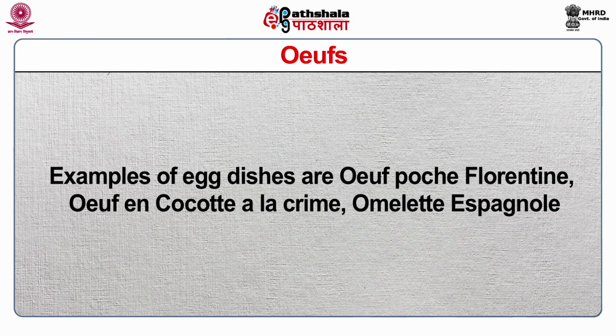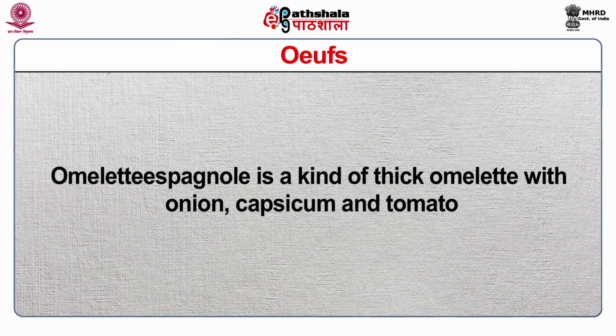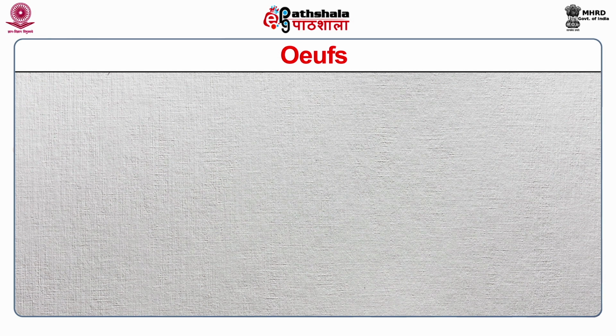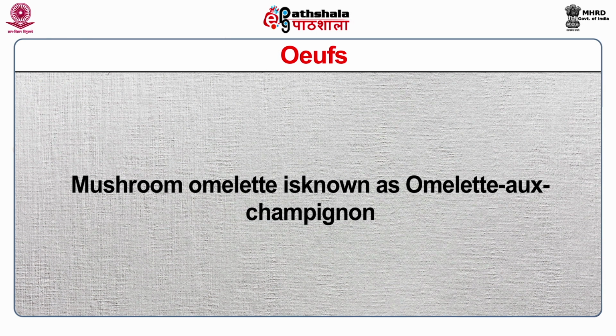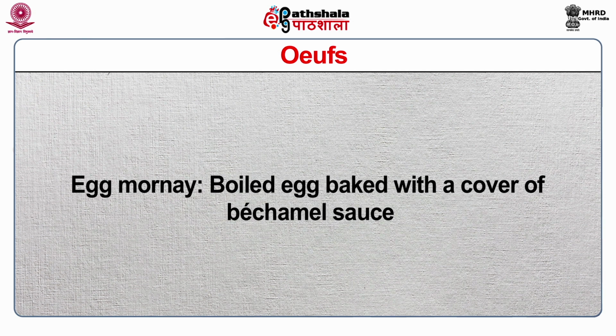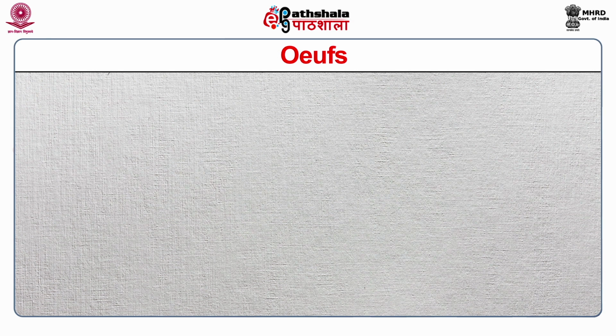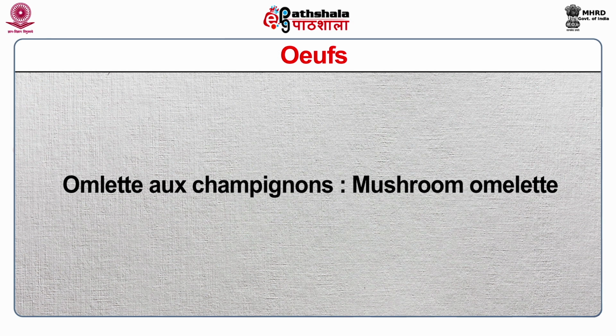Examples of egg dishes are oeuf poché Florentine, oeuf en cocotte à la crème, omelette espagnole. Omelette espagnole is a kind of thick omelette with onion, capsicum and tomato. Omelette aux tomates is a tomato omelette. Mushroom omelette is known as omelette aux champignons. Egg mornay is boiled egg baked with a cover of béchamel sauce.